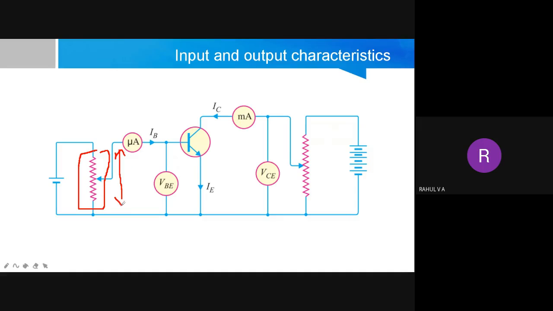This voltage is fixed because we have a fixed DC supply. But we are using a variable resistance, and if you measure voltage at this point, this voltage can be varied by turning the knob of the potentiometer.